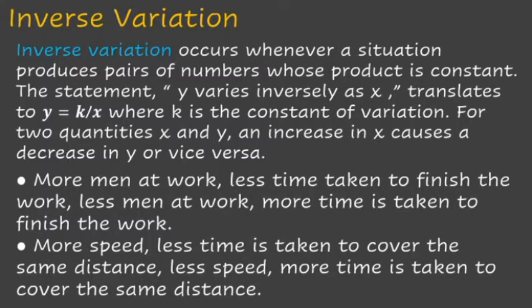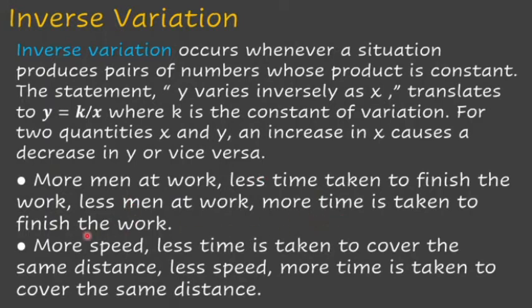So ito yung mga ilang senaryo na nagpapakita ng inverse variation. So ito, more men at work, less time taken to finish the work. Less men at work, more time is taken to finish the work. Of course, mas maraming taong nagtatrabaho, mas mabilis matatapos yung trabaho, or mas konti yung time na kailangan para matapos yung trabaho. Mas konti yung taong nagtatrabaho, mas maraming time ang kailangan para matapos yung trabaho. So they are inversely proportional. Pag marami yung tao, konti yung time. Pag konti yung tao, marami yung time na kailangan.